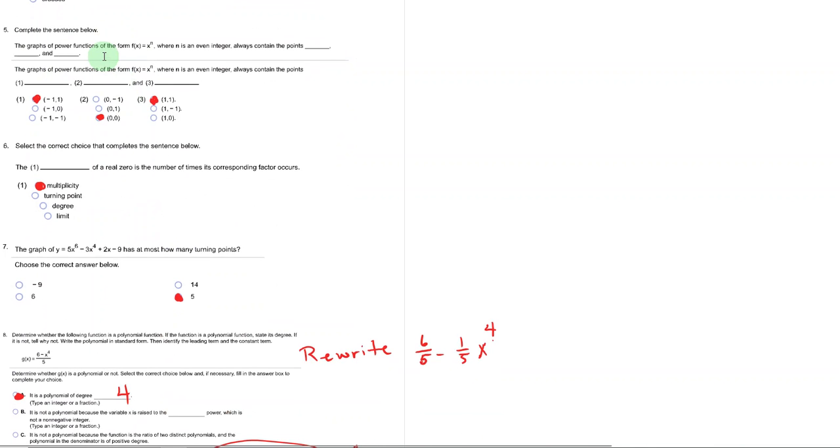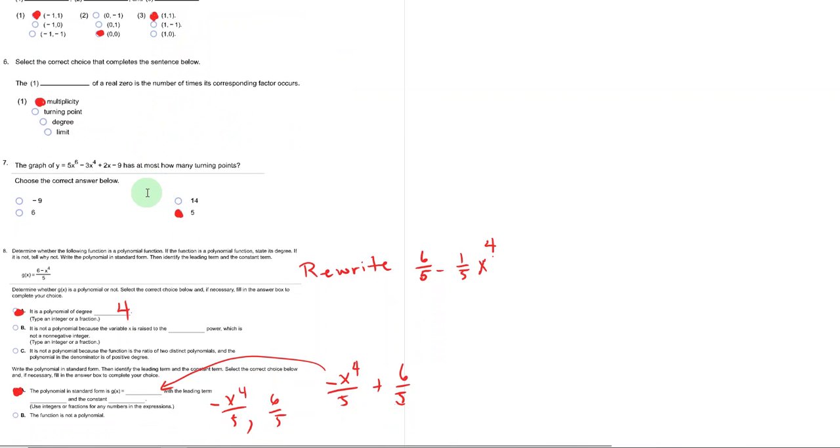Number 5, the graph of power functions of f of x equals x to the n, where n is an even integer, always contains the points. And you have to choose from these choices here. And remember, it was -1, 1, 0, 0, 1, 1. That's just pulling information from the notes. You may not have that exact question, but that's kind of what it's talking about. Number 6, select the word that completes it. The blank of a real 0 is the number of times its corresponding factor occurs. Multiplicity.